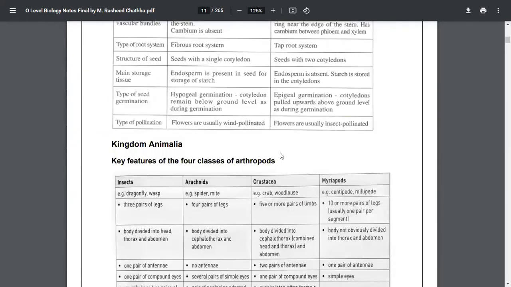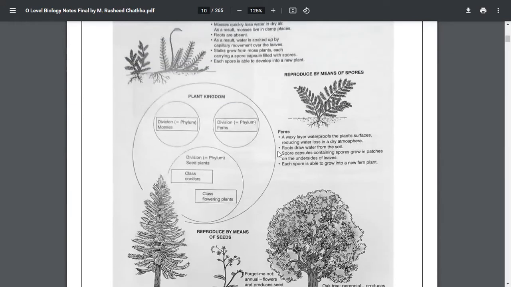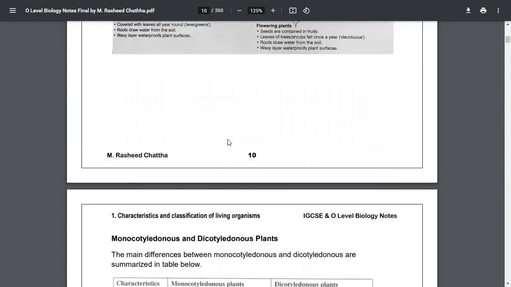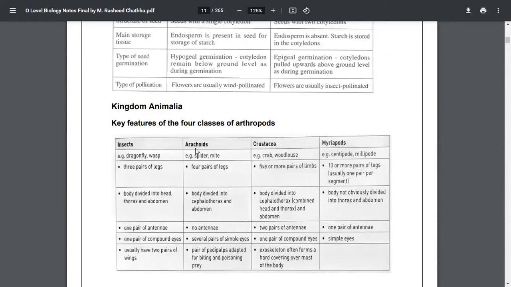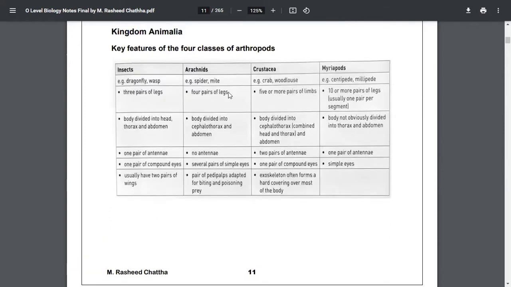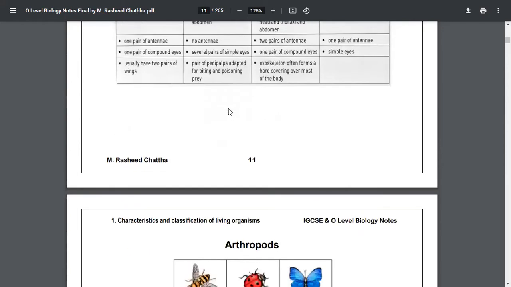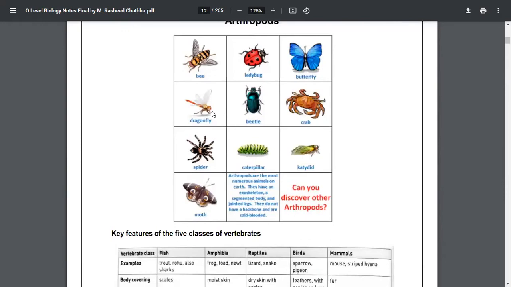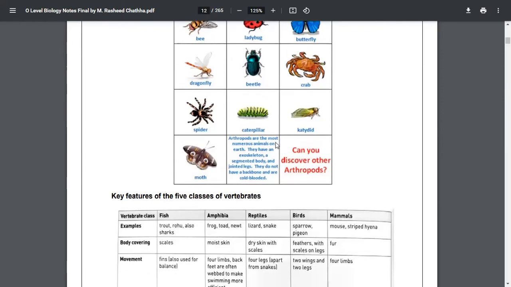The key features of the four classes of arthropods: insects, arachnids, crustacea, and myriapods. I'm repeating: insects, arachnids, crustacea, and myriapods. Insects include the housefly, honeybee, and mosquito, whereas arachnids are like spiders and mites, crustaceans are crabs and woodlice, and myriapods are the centipedes and millipedes. They have many legs. Later on, their other features will be discussed.